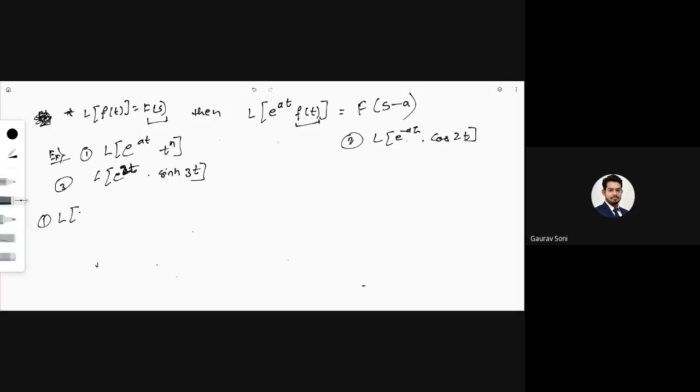Try to use it. e to the power at into t raised to n. This is what you have to find out. What we know is that Laplace of t raised to n is equal to gamma of n plus 1 upon s raised to n plus 1. So Laplace of e to the power at into t raised to n will be equal to what? Yes, anyone, can you tell me?